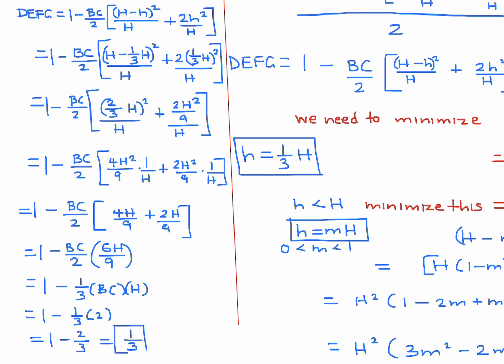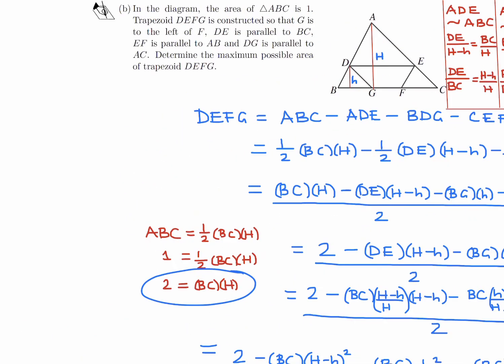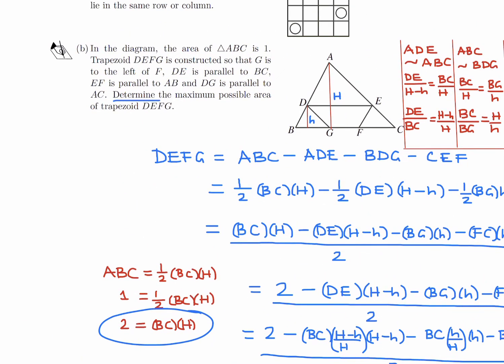And there we go. After all that, we got the value for the trapezoid DEFG. That is the maximum possible. So we have answered the original question, which is to determine the maximum possible area of trapezoid DEFG.